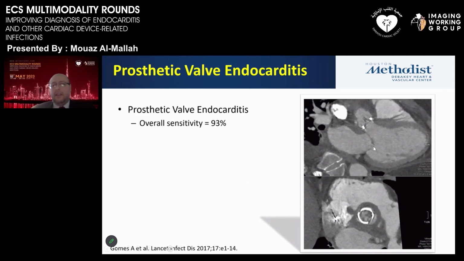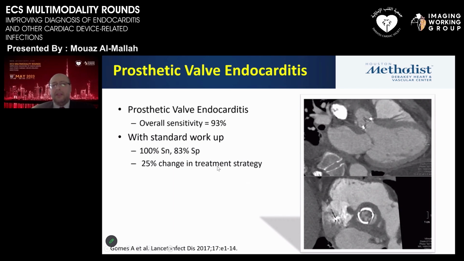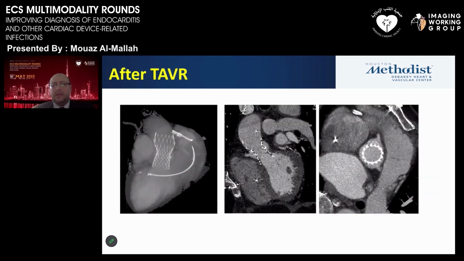And again, looking here, you can see all these abscesses. So for prosthetic valve endocarditis, CT is 100% sensitive and very important for detection of this disease. We just heard about the TAVR valves. These patients are also challenging. This is one of my patients who had the TAVR valve, and she had an indication for a CT after the valve.